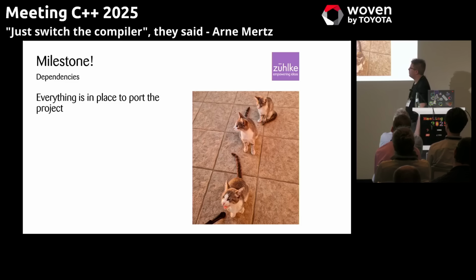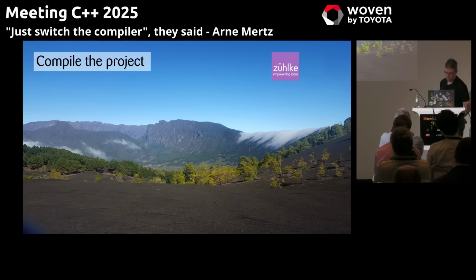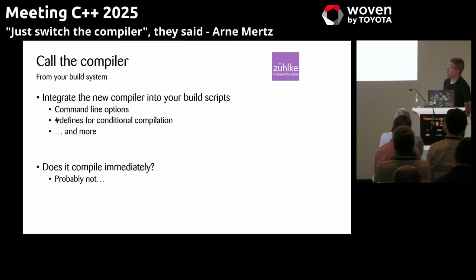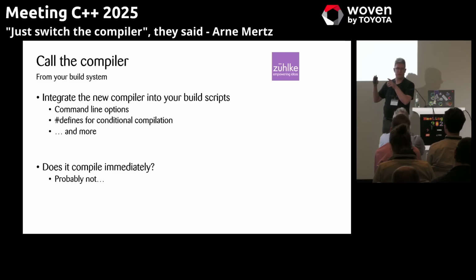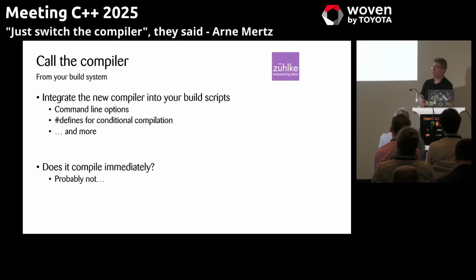All right, we fixed our dependencies, or we know what dependencies to use in the future, so now we can port the project. Let's try to compile it. We call the compiler via our build system, so CMake or whatever you're using, meaning you have to integrate the new compiler into build scripts. You have to make CMake aware there is actually a different compiler, and there is maybe a CMake flag that switches between those two compilers that we have. You have to fix those command line options.